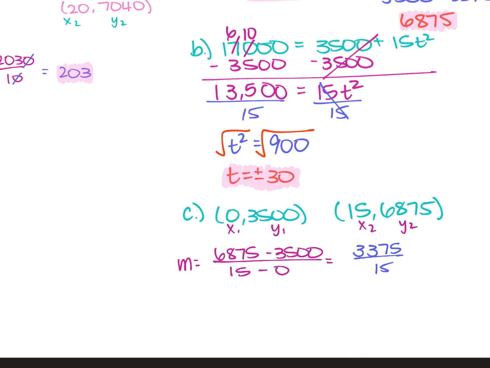These are both divisible by 5. So if you want to simplify it, divide them both by 5. 5 goes into 33 6 times with 3 left over. 5 goes into 37 7 times with 2 left over. 5 goes into 25 5 times. And then 5 goes into 15 3 times. From here, simplify this fully. 3 goes into 6 twice with none left over. 3 goes into 7 twice with 1 left over. And 3 goes into 15 5 times. So your average rate of change for this is 225.